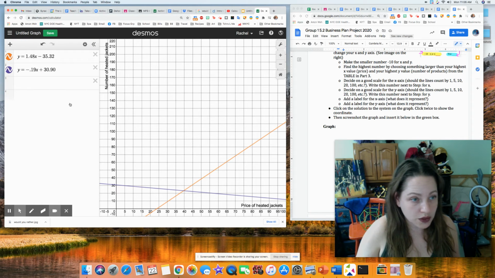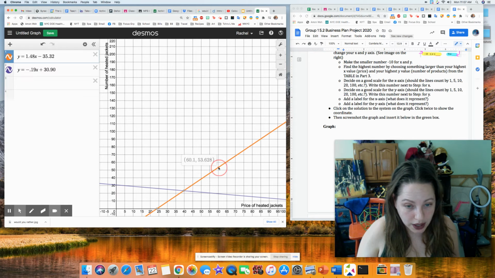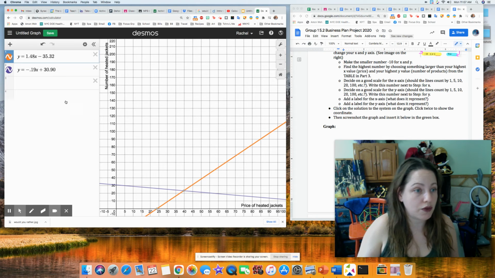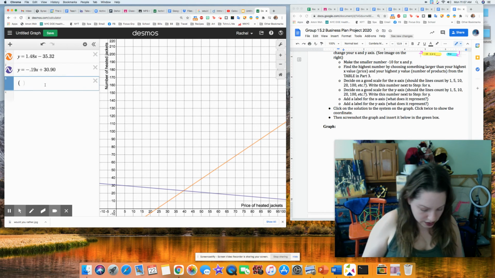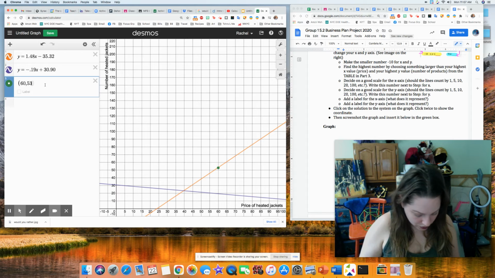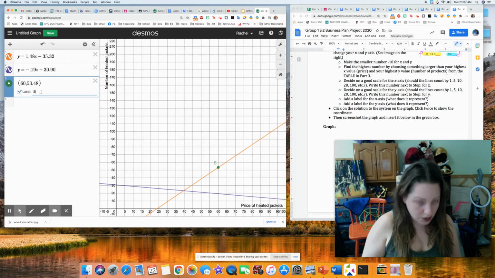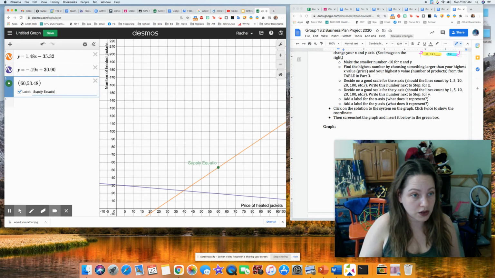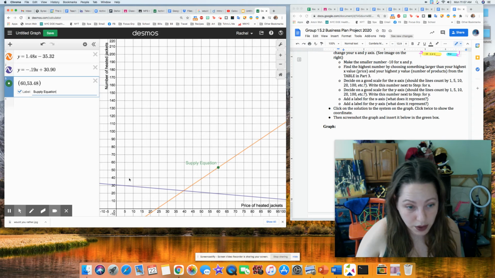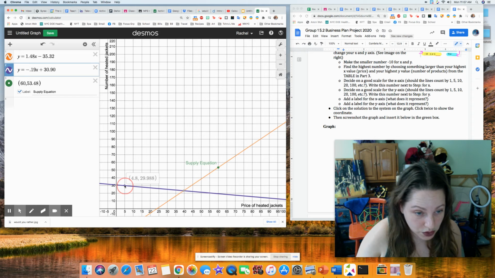So the first one was my supply equation. So I just would find a point on my supply line. So 60, 53.48. And all I have to do is label that. So this is going to be labeled the supply equation. You don't have to do this last part. It's just optional.